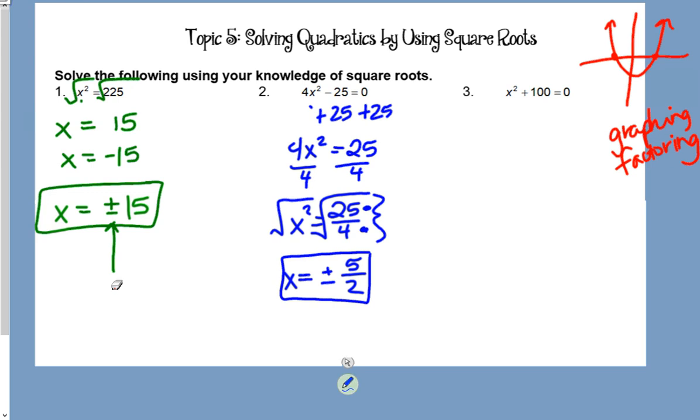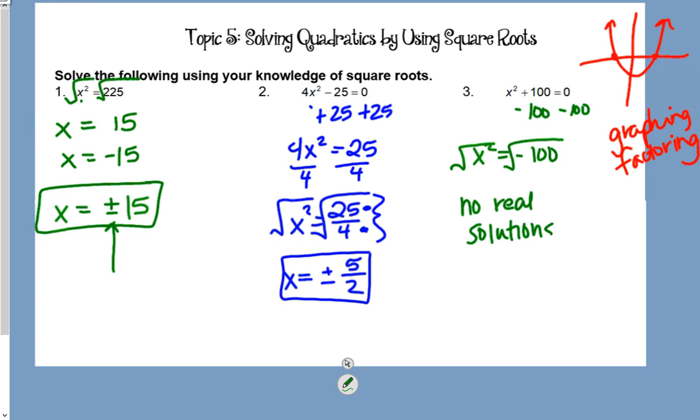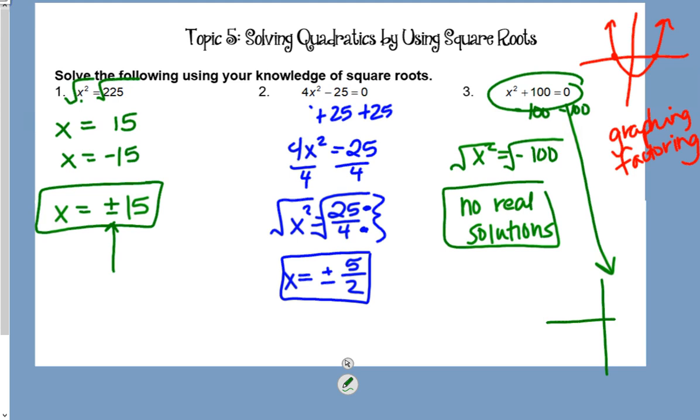Okay, and the last one here, again, just going to work backwards, so I'm going to subtract 100 from both sides, so x squared equals negative 100. I'm going to take my square root. And here's where we have to stop, because you cannot take the square root of a negative number. There's no way to multiply something times itself and get a negative. So my official answer would be no real solutions, which makes sense. Okay, if you think about this equation right here and think about transformations, this is just the parent function shifted up 100. So we've literally got the parent function floating way up there. It's not crossing the x-axis.